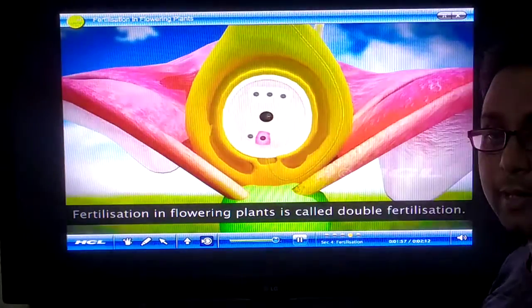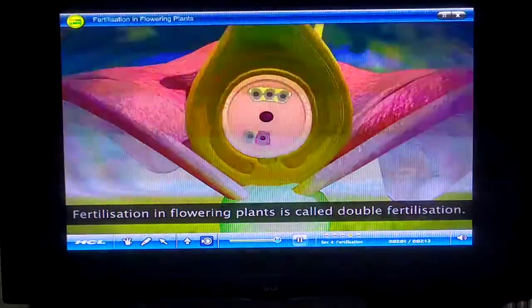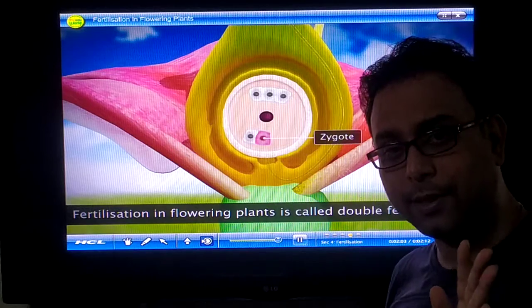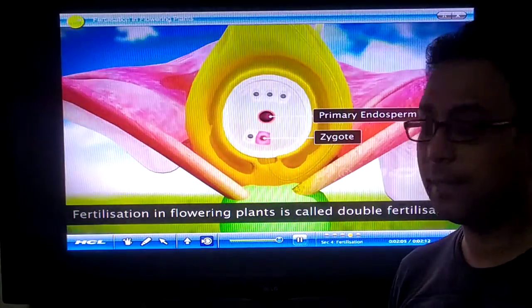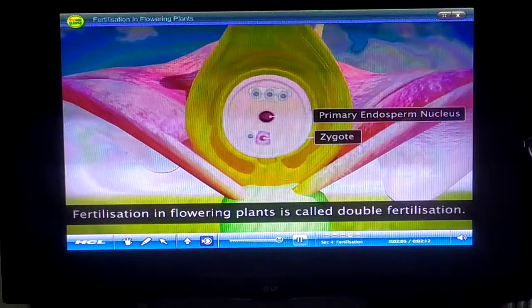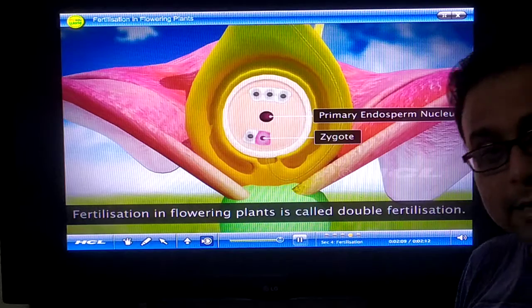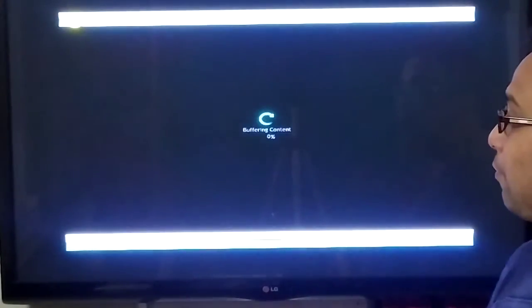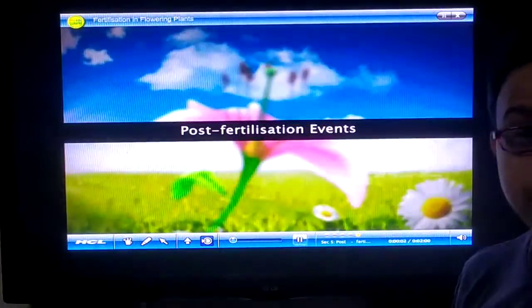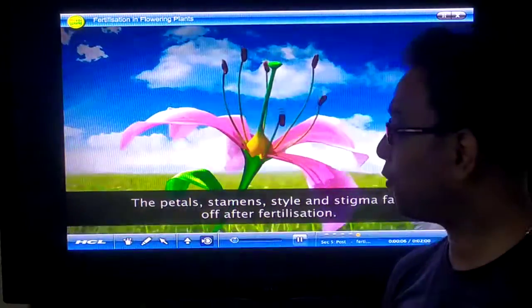But you know, in the embryo sac, how many times does fertilization happen? This one and this one. Fertilization happens 2 times. So it is called double fertilization, and it is called triple fusion. After the fertilization of the egg cell, the zygote is formed. After the fertilization of the polar nucleus, the primary endosperm nucleus is formed.